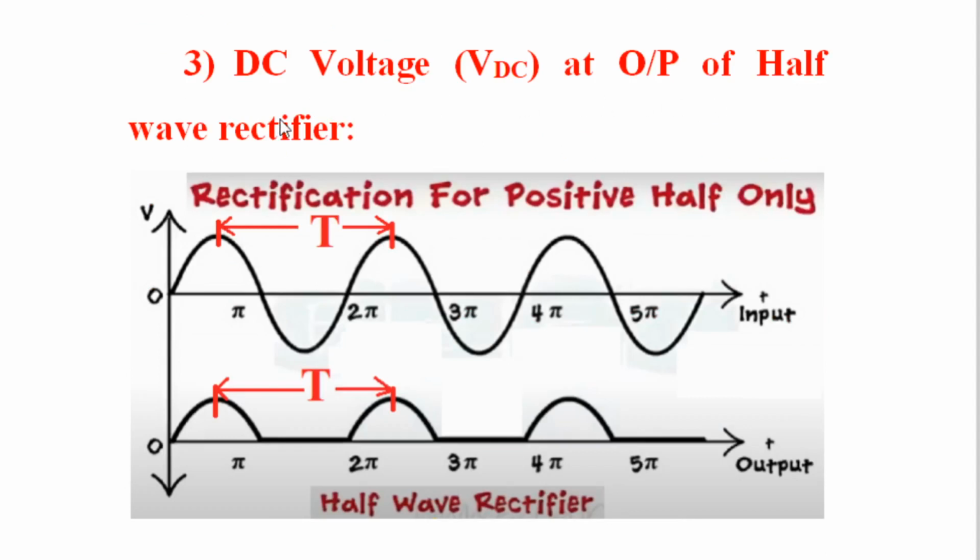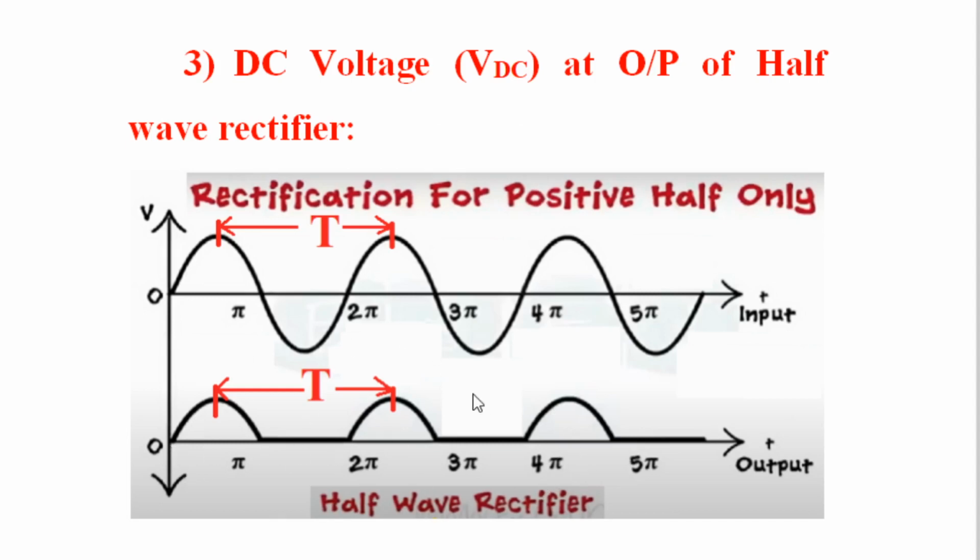At the output of half wave rectifier circuit, how much DC voltage will be there? Here I have again shown you the diagram without filter. So here there is a ripple. Now what will be the magnitude of DC voltage at the output of half wave rectifier circuit? That is called VDC. So look at this graph.